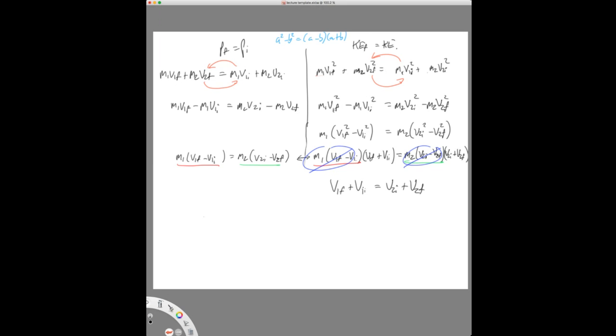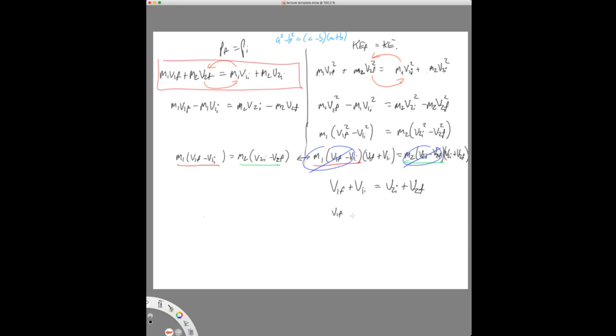And so when we want to solve an elastic equation, instead of using these two equations, we don't want to use those two equations because the second equation has squares. It's too complicated. So we will use these two, the ones I've outlined in red. Now they both have the same variables. It's customary to rearrange this second equation and put everything that has to do with final back on the left.